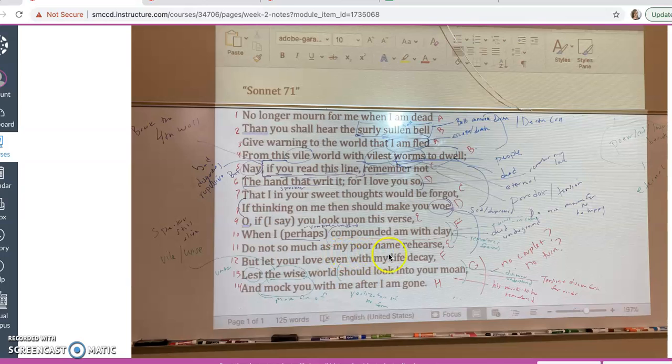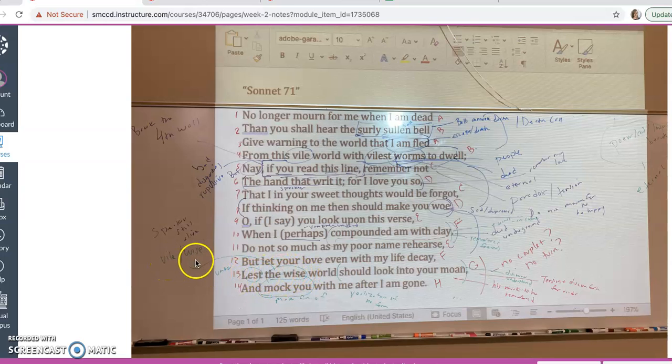Do not so much as my poor name rehearse, but let your love even with my life decay. So again, but just forget me, right? It's like, don't mourn me, but then listen to the bell. And then read this line, but I love you, but don't remember me. So in a way, it's a conflict all throughout this poem. It's pretty funny. Lest the wise world should look into your moan and mock you with me after I'm gone. To mock is to make fun of, right? And lest would be unless.